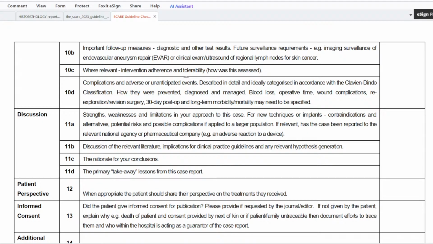Adverse events should be described in detail and ideally categorized in accordance with the Clavien-Dindo classification, how they were prevented, diagnosed, and managed: blood loss, operative time, wound complications, re-operation, duration of surgery, 30 days post-operative, long-term.